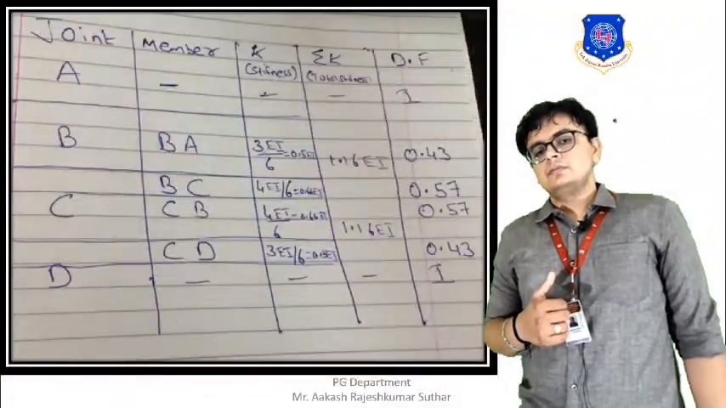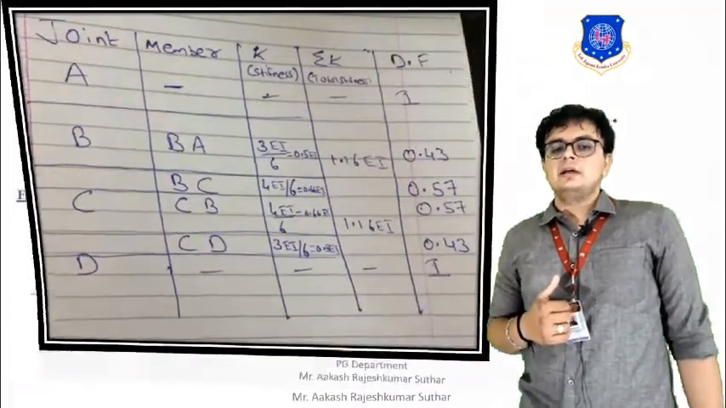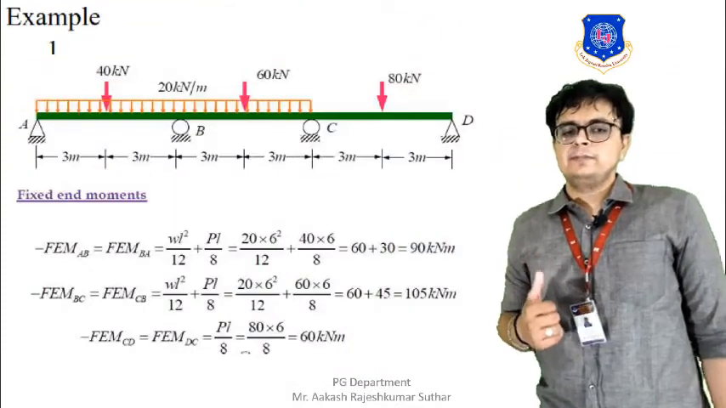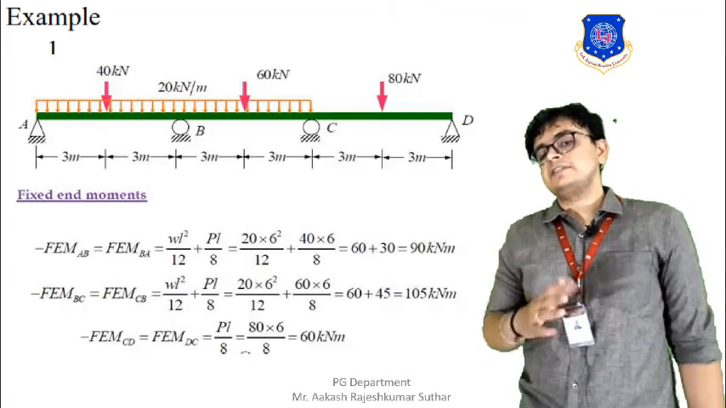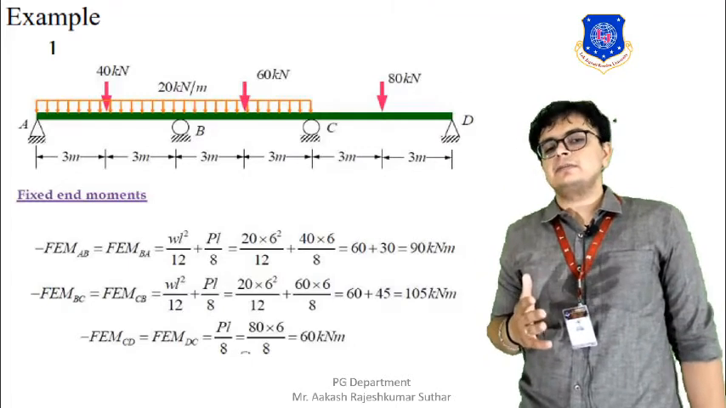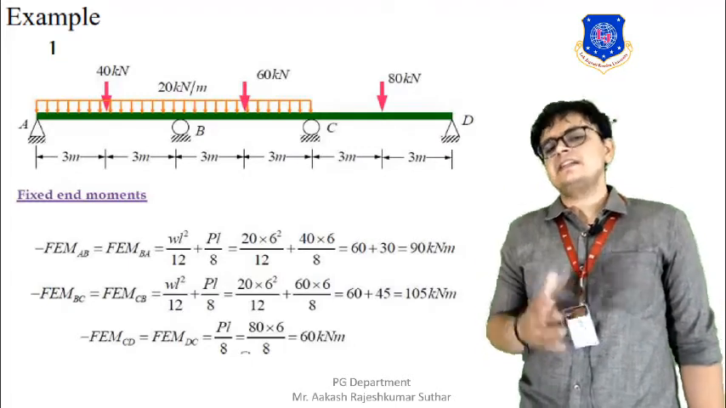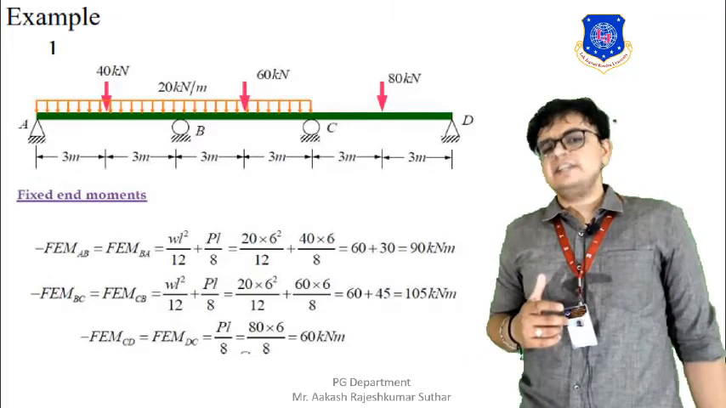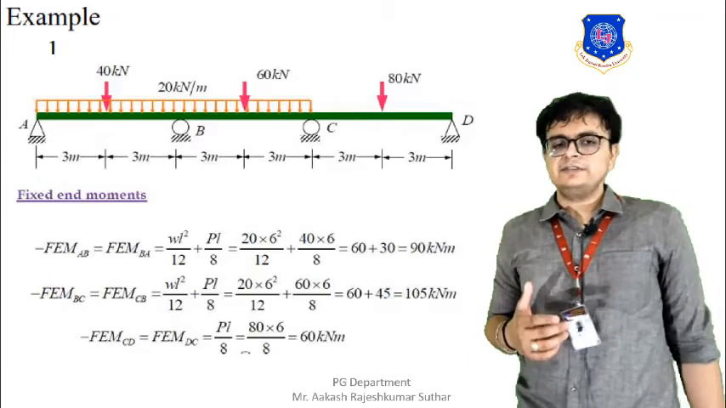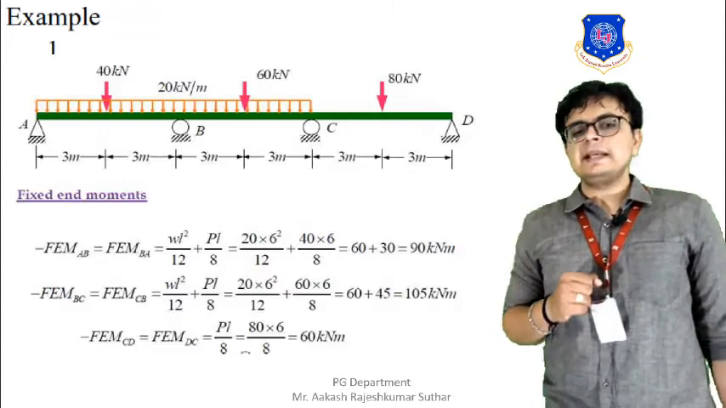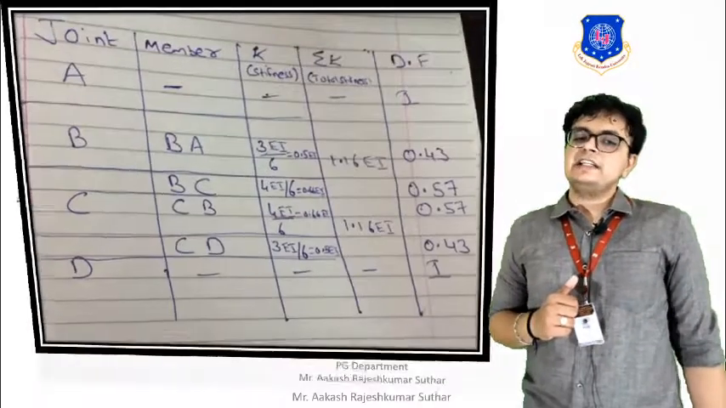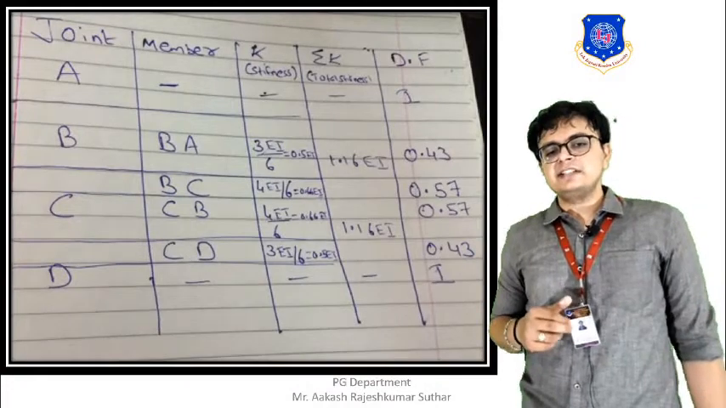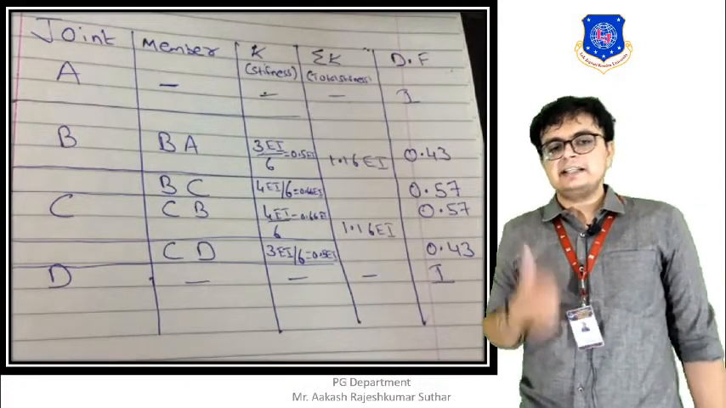in BC we have assumed B as a fixed support and C also as a fixed support. So this means our far end is fixed, that is C is fixed. In that case we will have the stiffness formula as 4 EI by L, that is 4 EI by 6, that is 0.4 EI.